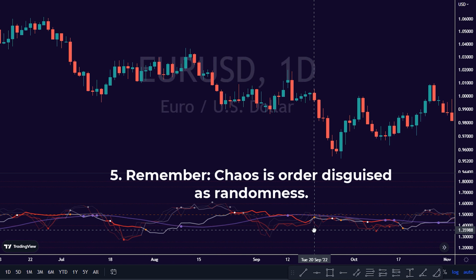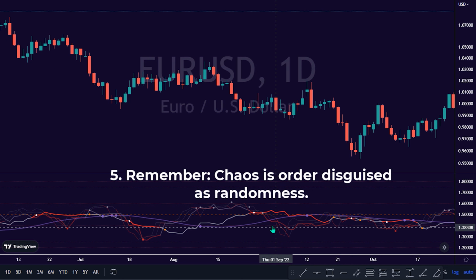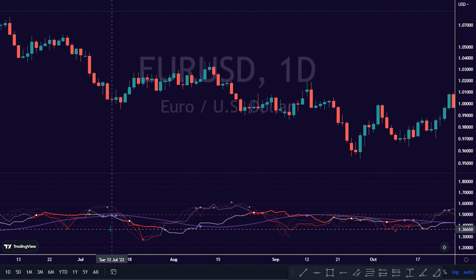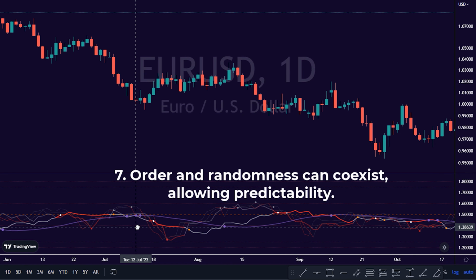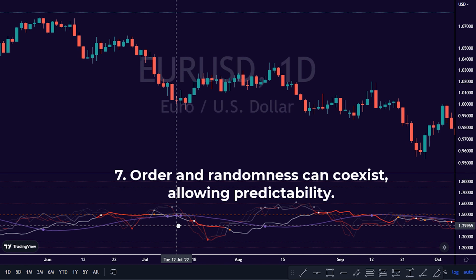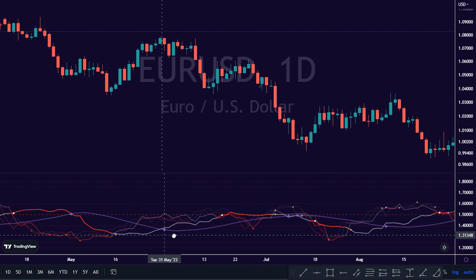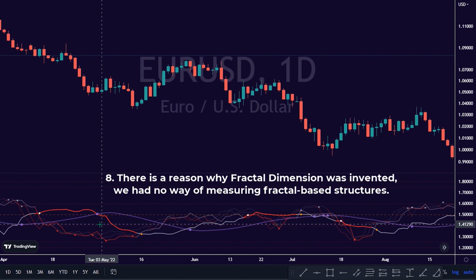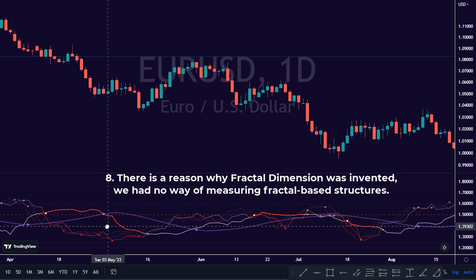Number 5. Remember, chaos is order disguised as randomness. Number 6. Chaos is the study of unstable aperiodic behavior in deterministic nonlinear dynamic systems. Number 7. Order and randomness can coexist, allowing predictability. There is a reason why fractal dimension was invented. We had no way of measuring fractal-based structures.